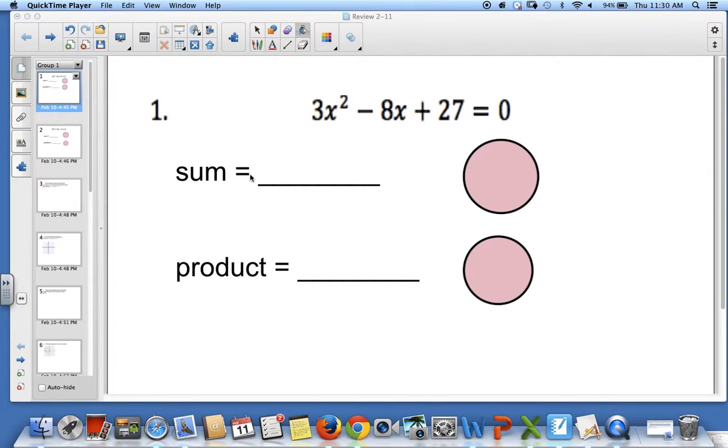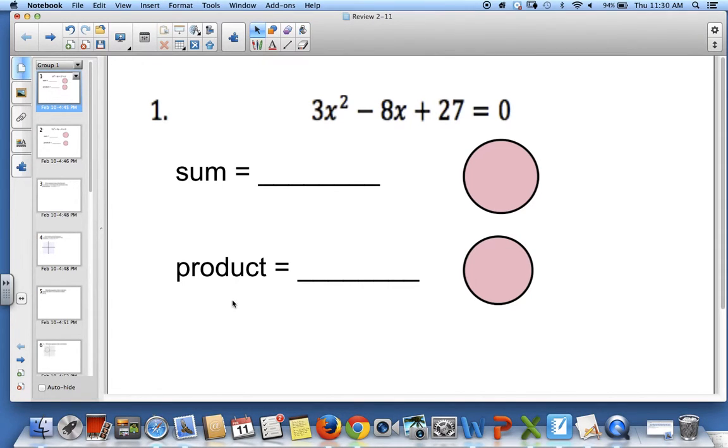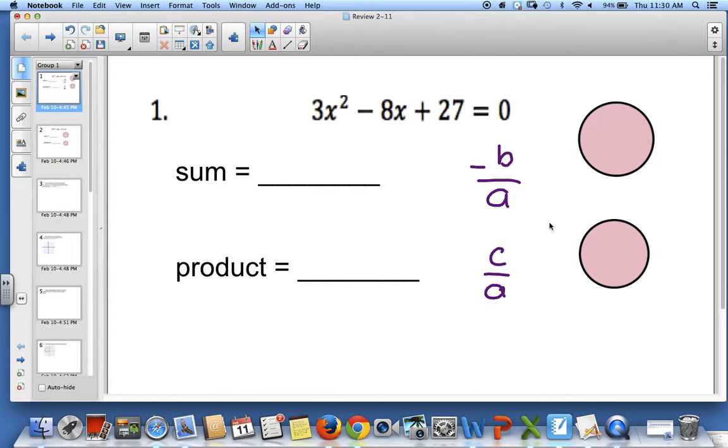Okay, we're going to work on reviewing for our test tomorrow. It involves a couple of different projects. First of all, we're going to deal with the sum and the product of a quadratic equation. And we have to remember a formula here. The sum is negative b over a, product is c over a.